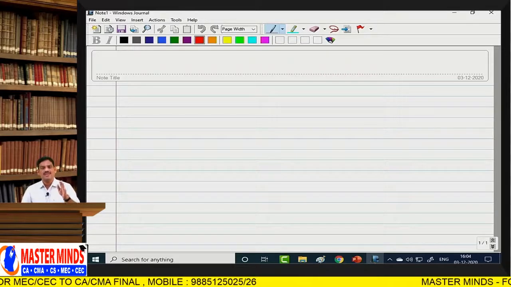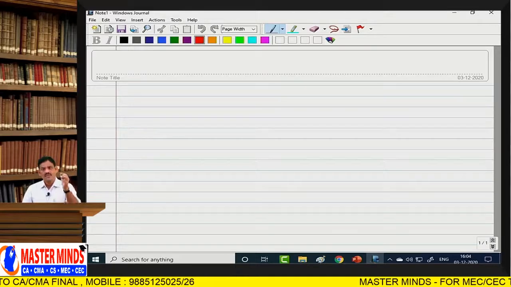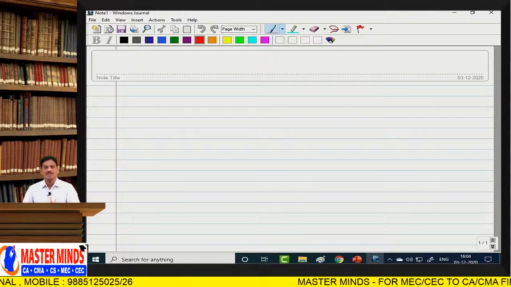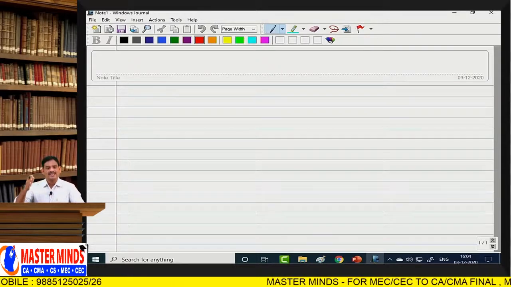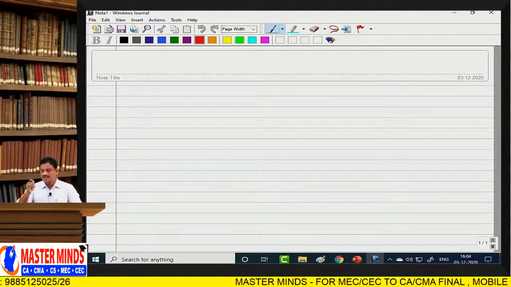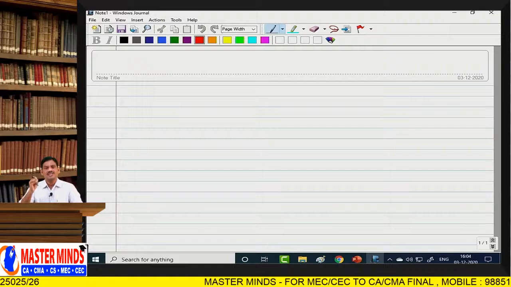If you want to store your data on a temporary basis or permanent basis, we require memory. There are two types of memory: primary memory and secondary memory. A little bit later, I will explain the memory chart. Now, we start with the generations of computer.